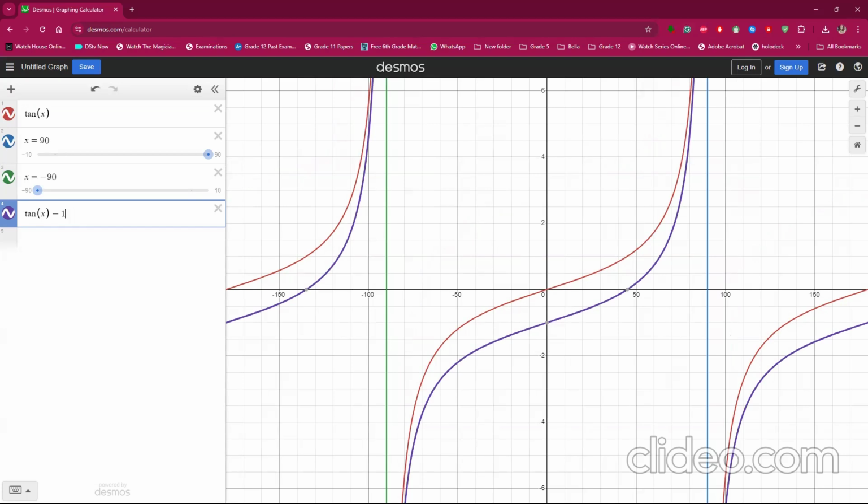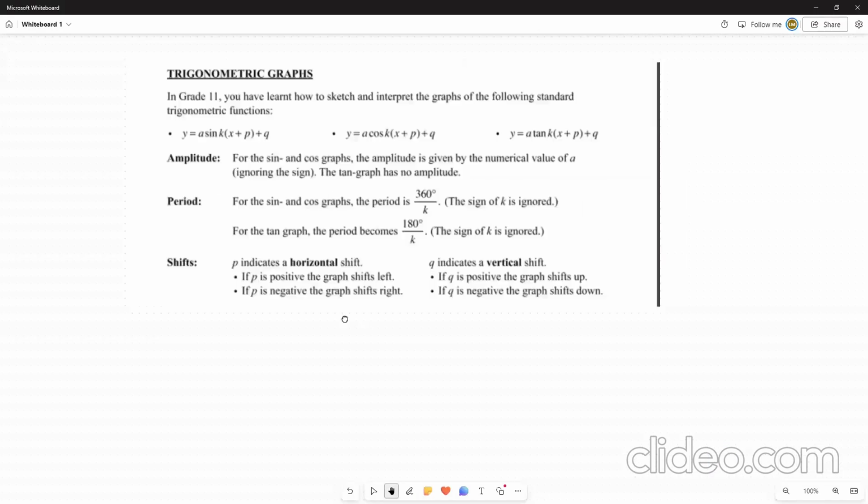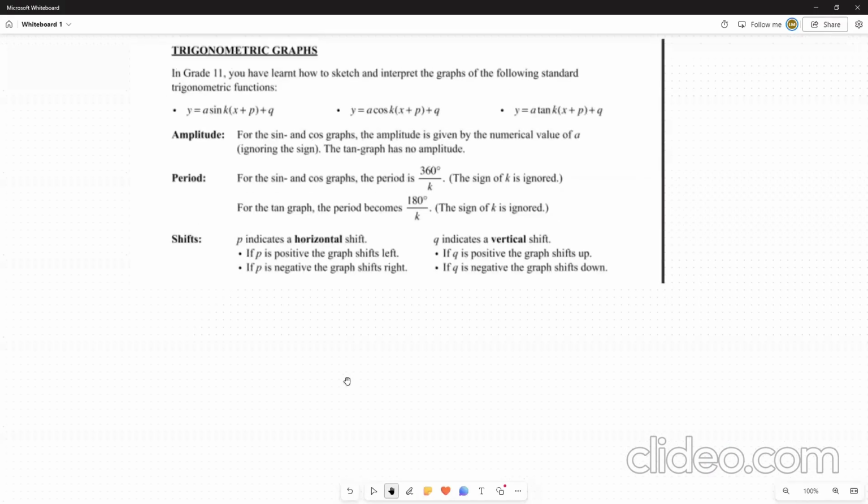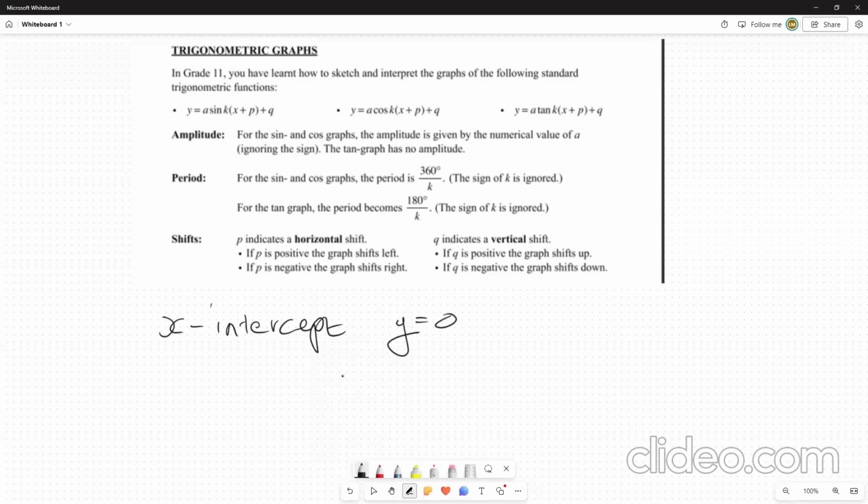Now, with this trig ratio or trig functions, they will also ask you the same things that they will ask you in any functions, right? So questions you should expect on this is your x-intercepts, this is where now your y is equals to 0. You will have your y-intercept. This is now where your x is equals to 0.